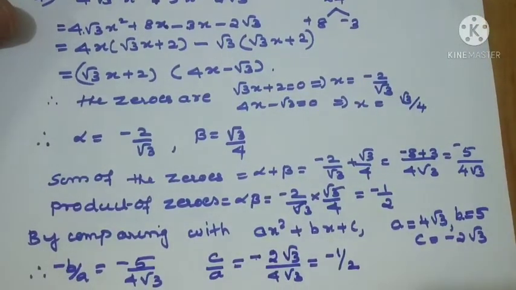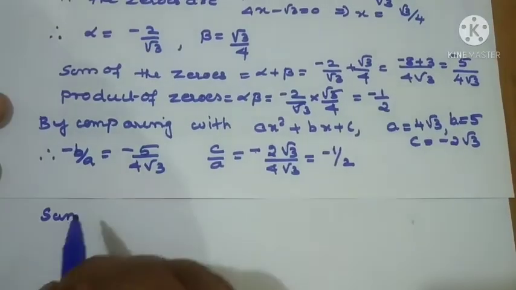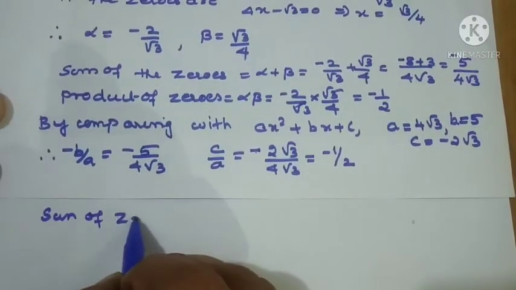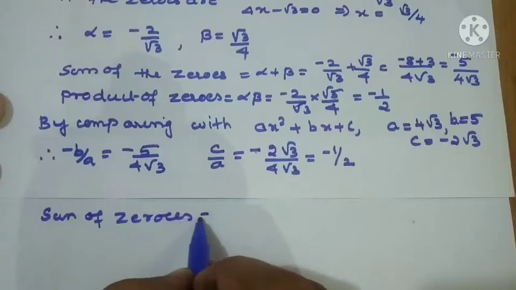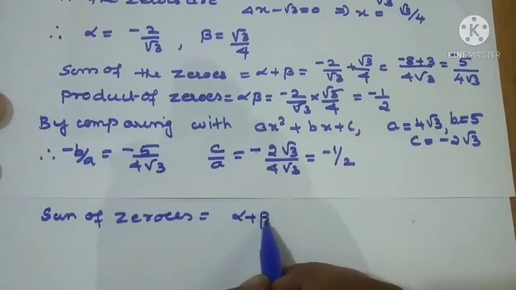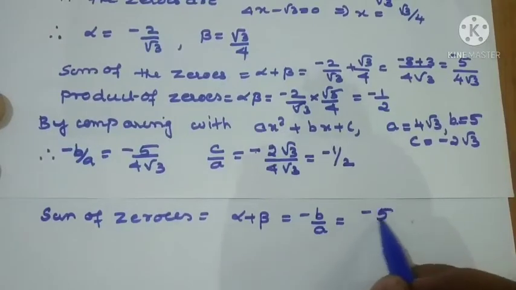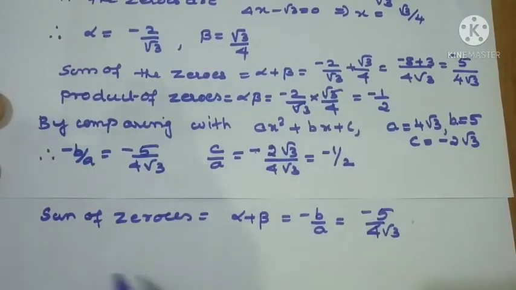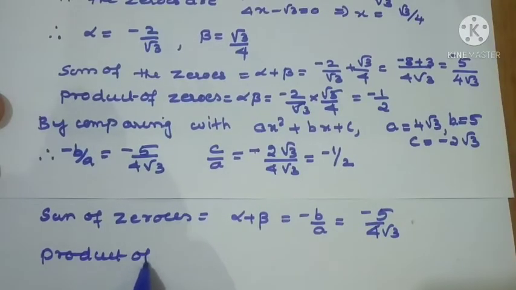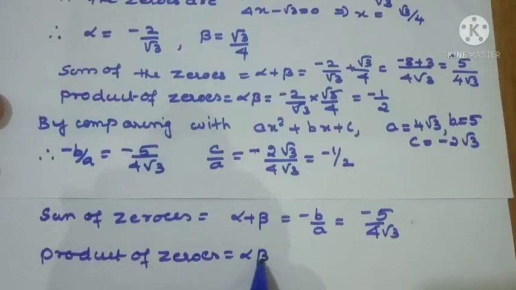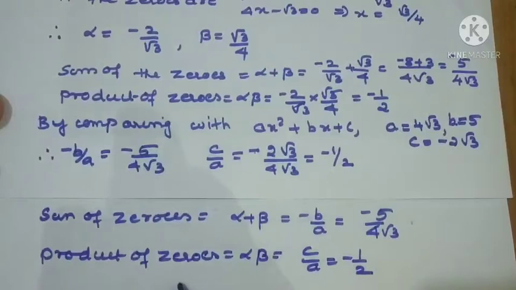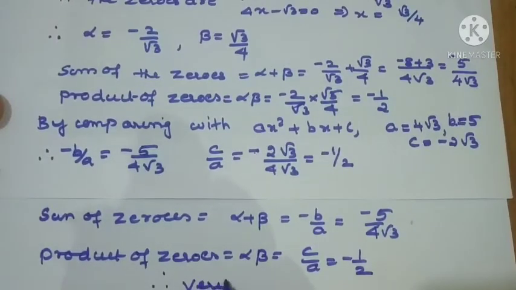So what is the conclusion? Sum of the zeros, alpha plus beta, equal to minus b by a, which is equal to minus 5 by 4 root 3. Product of the zeros, alpha beta, equal to c by a equal to minus 1 by 2. Therefore verified.